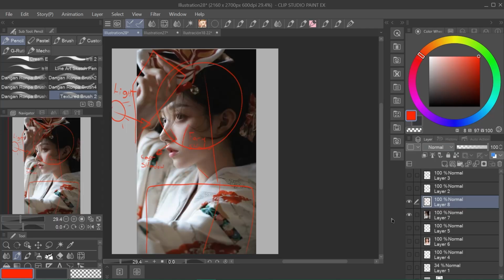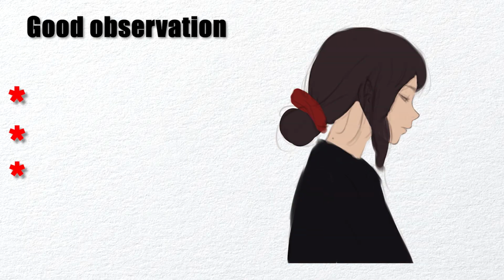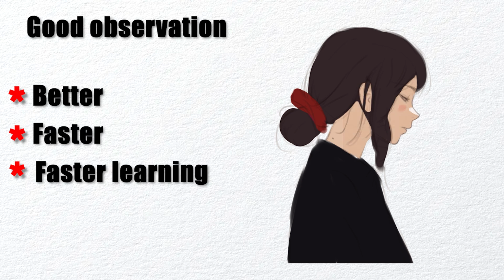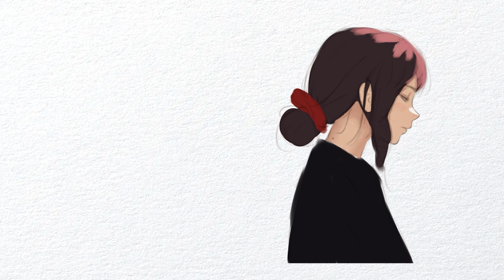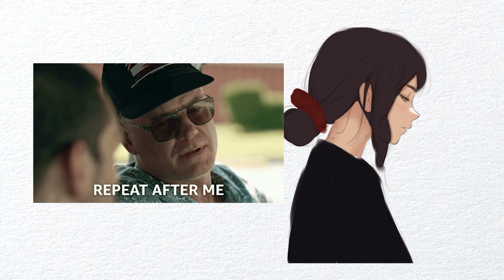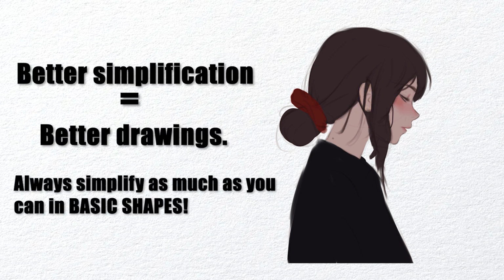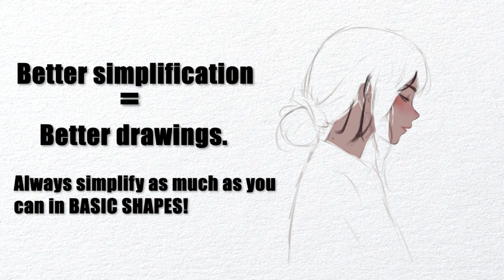So what good observation does is help you make your drawings better, faster, and also build your visual library much faster. Yet again, remember, the more you can simplify something, the better it'll turn out. And I really want to emphasize this point because, to me, this is, in core, how you make better drawings.